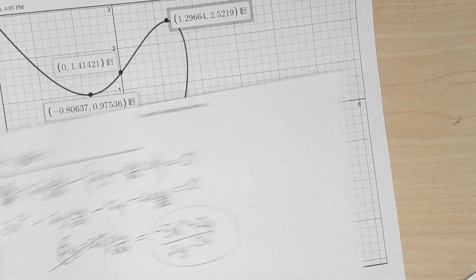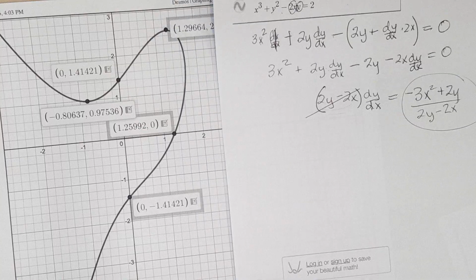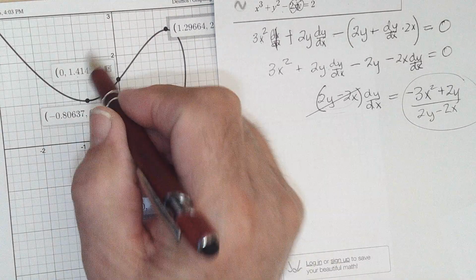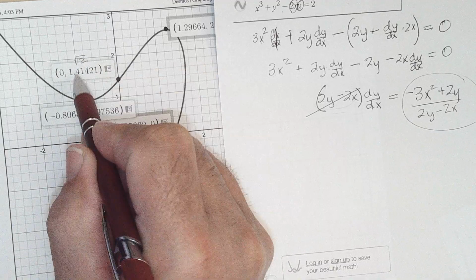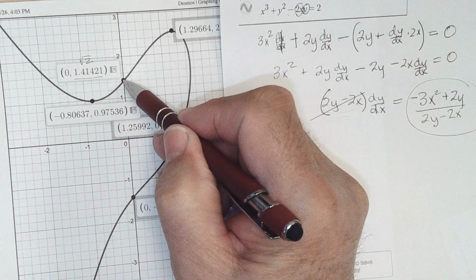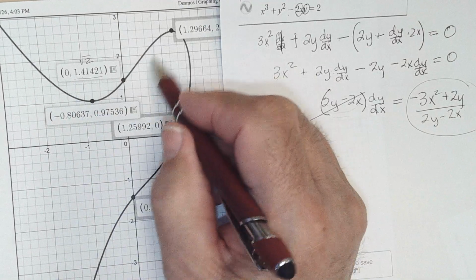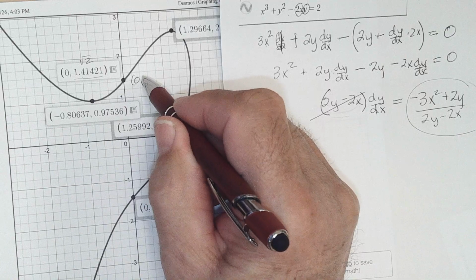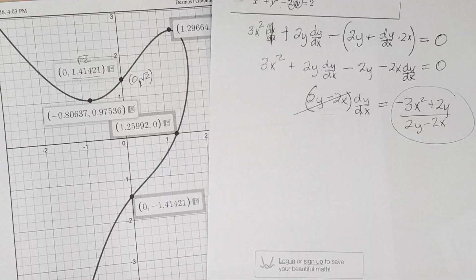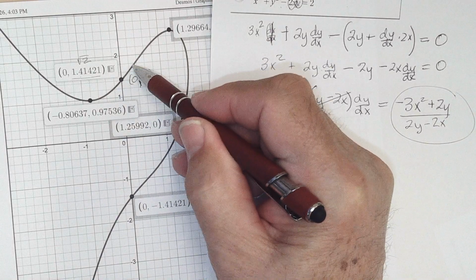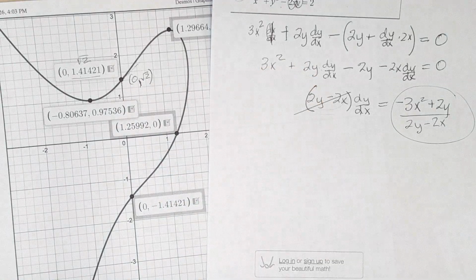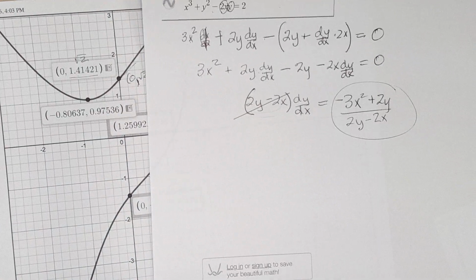So now, if I want to know, and none of these points are very pretty, that happens to be the square root of 2. I recognize that decimal. So let's figure out the slope here at 0, square root of 2. Now it looks like the slope is about 1-ish there, maybe a little less than 1. Let's figure out what that is.